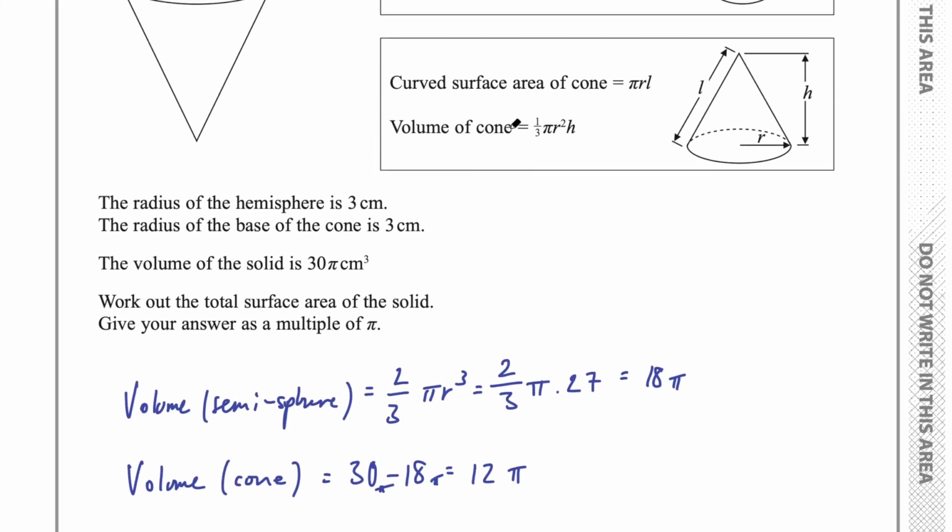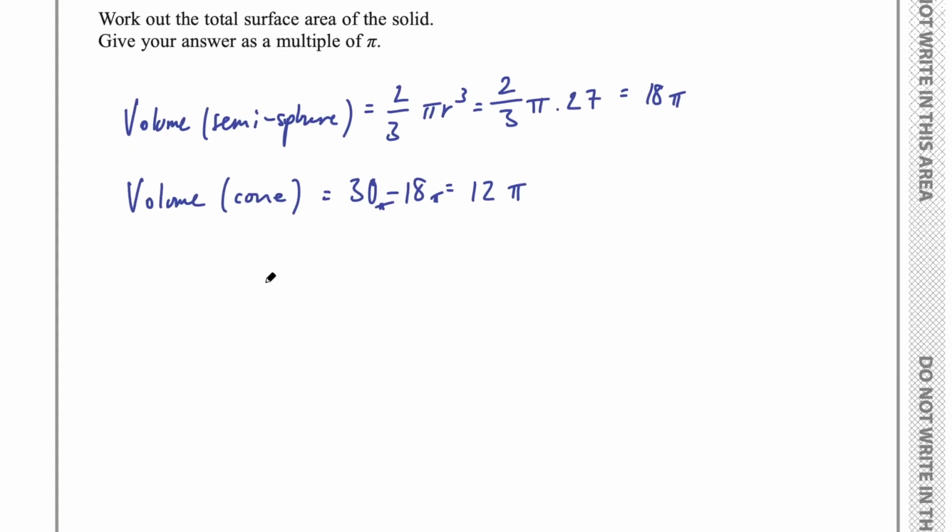Then I can use that answer with this formula, volume of the cone equals a third pi r squared h, to get h. So therefore 12 pi equals a third pi 3 squared, 3 being the radius, times h. So therefore h equals, well, one of these 3's would cancel out with this 3 down here. So this would just be 3 pi. Then divide the left-hand side by 3 pi, so we'd have 12 pi divided by 3 pi. The pi's would cancel out, so we're just left with 12 divided by 3, which would be 4 centimeters.